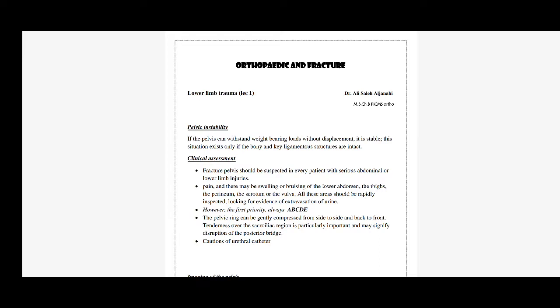إن شاء الله راح نعطيكم 5 lectures about the trauma of the lower limb. Now we begin with the first lecture, which includes the pelvic injury and the acetabular injuries.